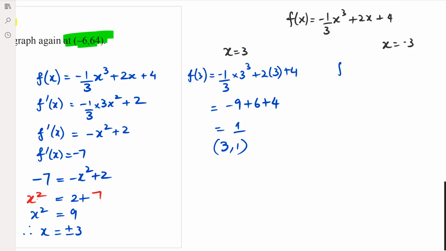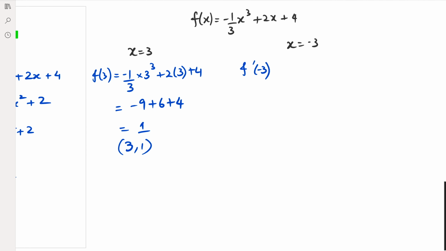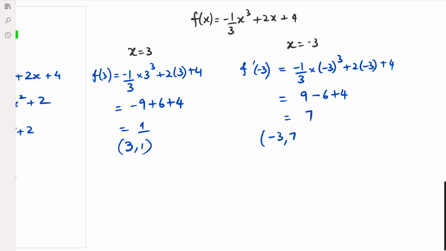And as for my second one, we've got f of negative 3, which is going to end up being negative 1/3 multiplied by negative 3 cubed plus 2 times negative 3 plus 4. And when I do this, negative 3 cubed is going to be a positive number, 9, minus 6 plus 4, which equals 7. So my second point here is going to be negative 3, 7.